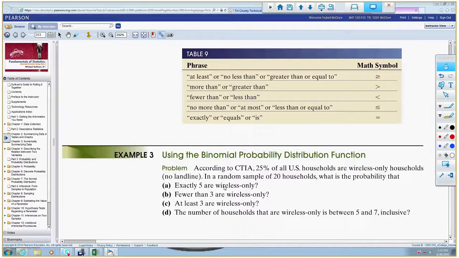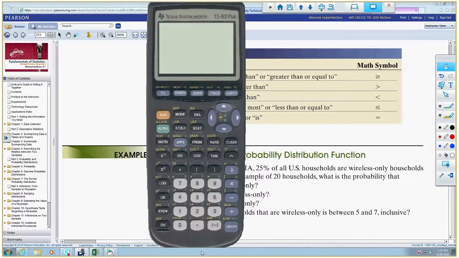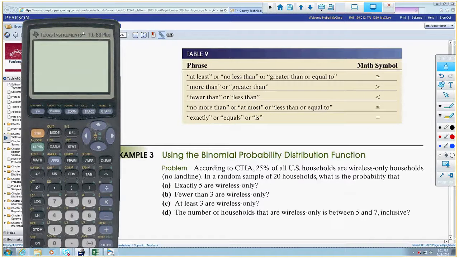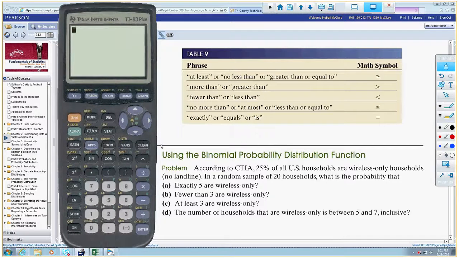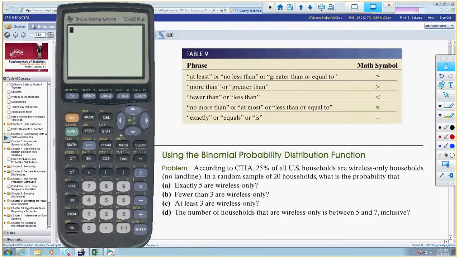Now I'm going to do it with my calculator. Well, I sure don't want to do it with that formula. So, second, bars, 0. What's the first one going to be? 20, comma, 0.25, comma, and what? 0. Now, watch what I do here. And I'm going to put that, store, alpha, A, because that's my first number.